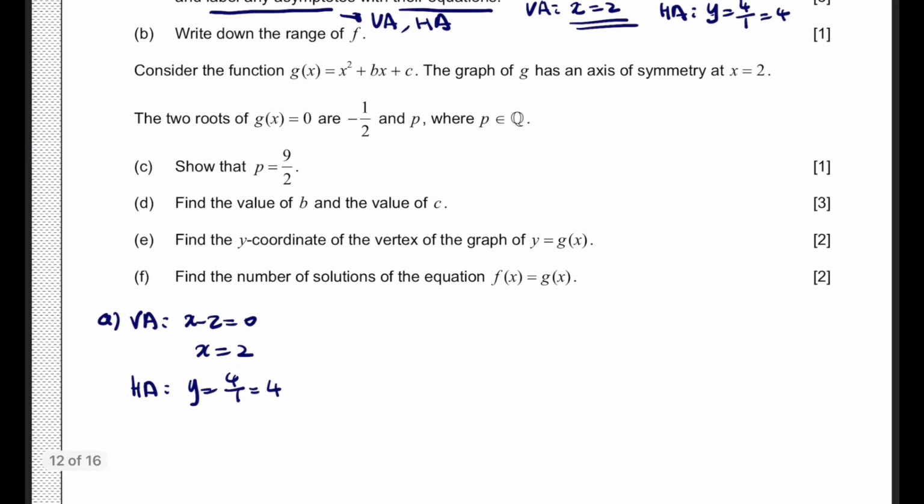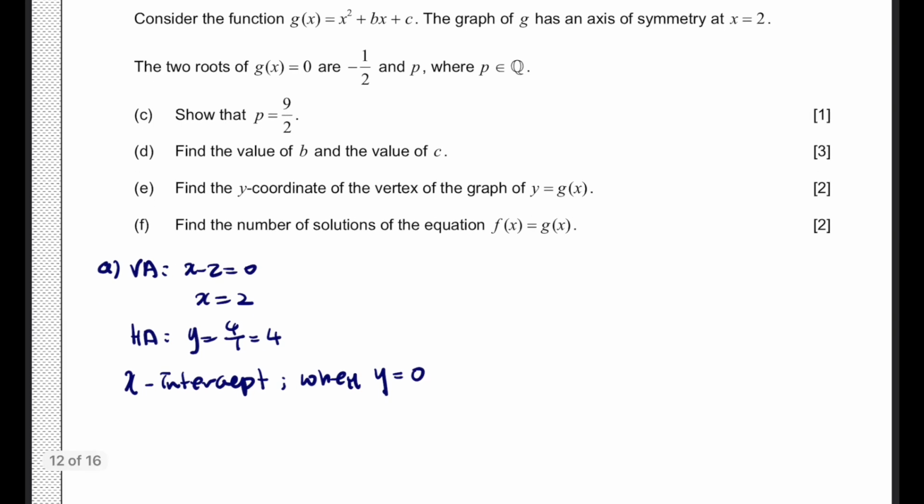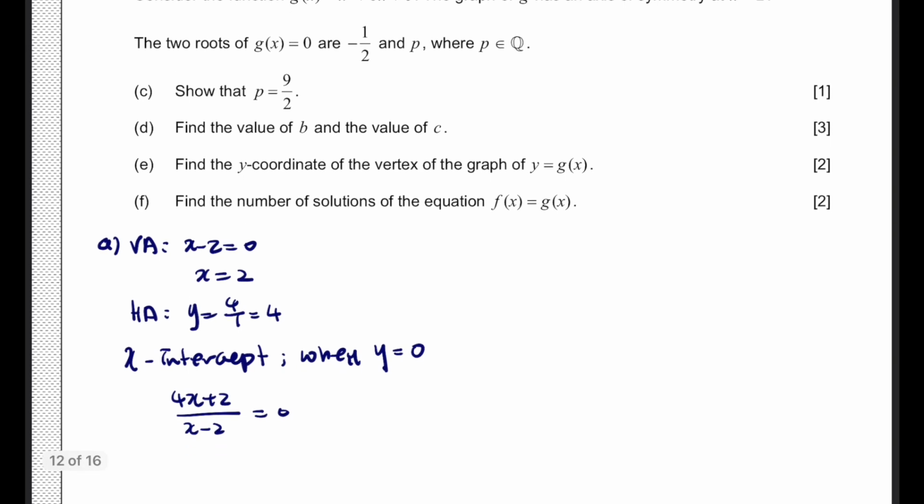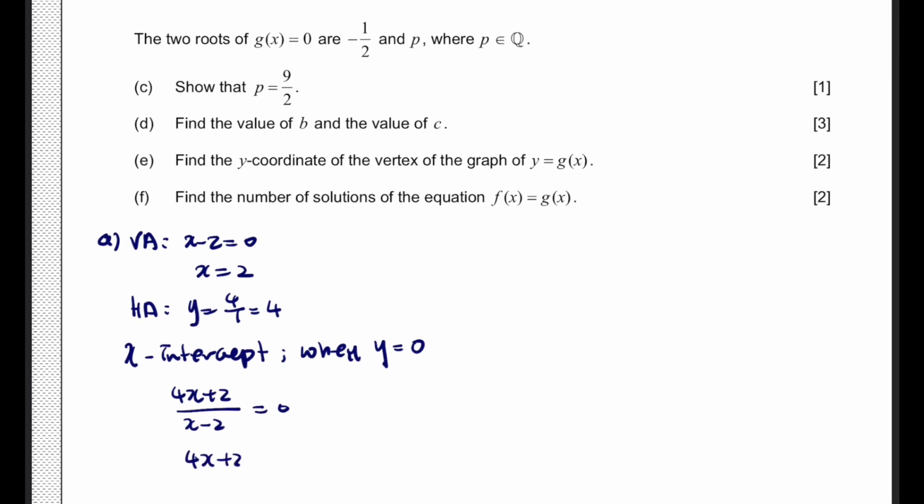Now we are going to identify the x-intercept. The x-intercept happens when the y value is equal to 0, right? So we can set 4x plus 2 over x minus 2 equal to 0. Then 4x plus 2 is equal to 0. That means 4x is the same as negative 2, and the x value is negative 1 over 2. So this is our x-intercept.